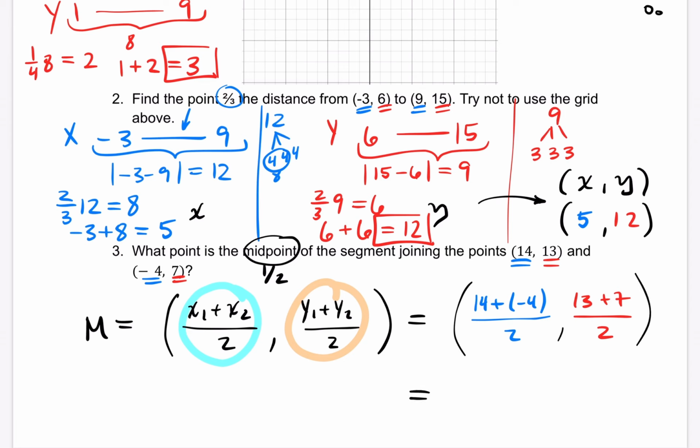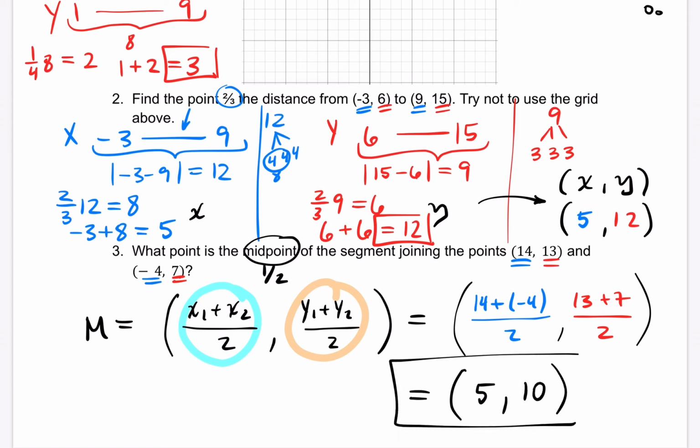All right, and of course, 14 plus negative 4 is 10, divided by 2 is 5. So this coordinate will be 5, and you can just plug that in the calculator if you wanted to. 13 plus 7 is 20 over 2 is 10. So our midpoint must be 5, 10. I know this answer is reasonable because 5 is halfway from 14 to negative 4, where 10 is halfway from 13 to 7.